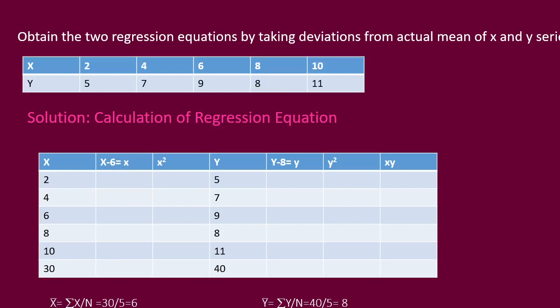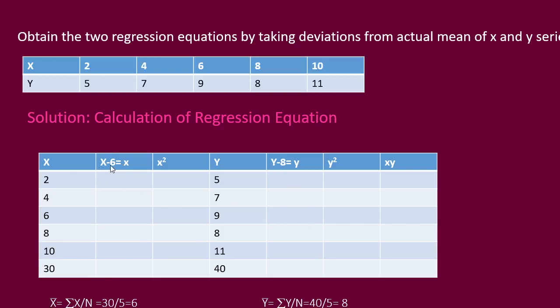The x bar formula is summation x divided by n. Summation x is 30 divided by the number of observations. They have given 5 observations: 1, 2, 3, 4 and 5. And here summation y is 40 and the number of observations is 5, so it is 8. Now we know the value of x bar is 6 and the y bar value is 8.